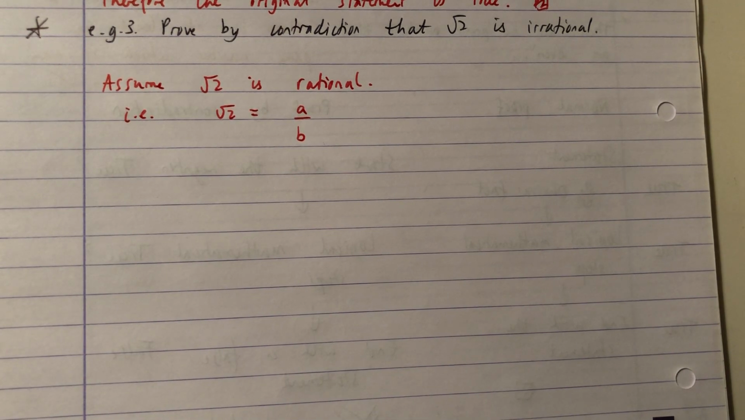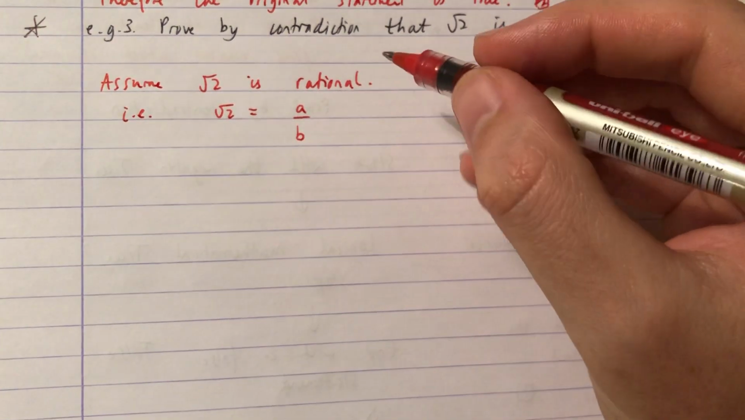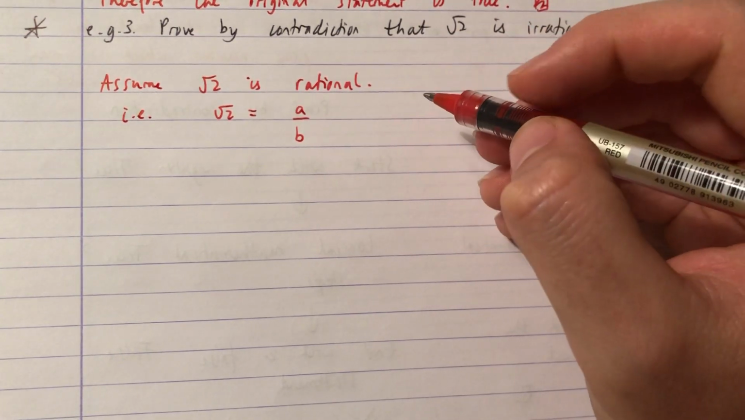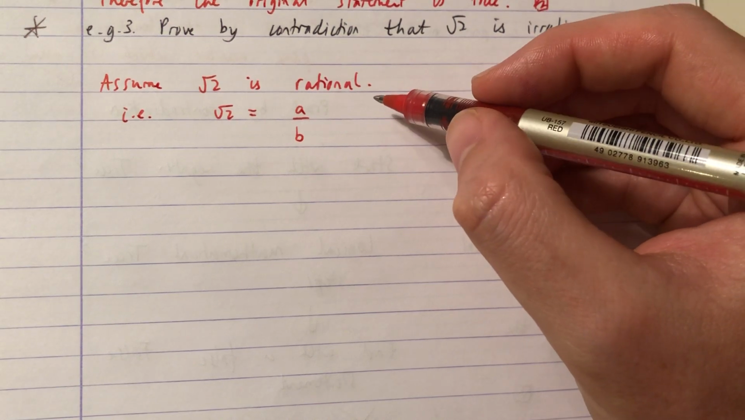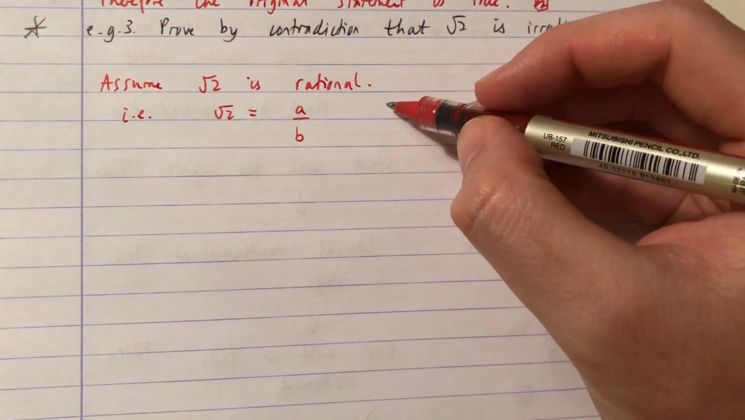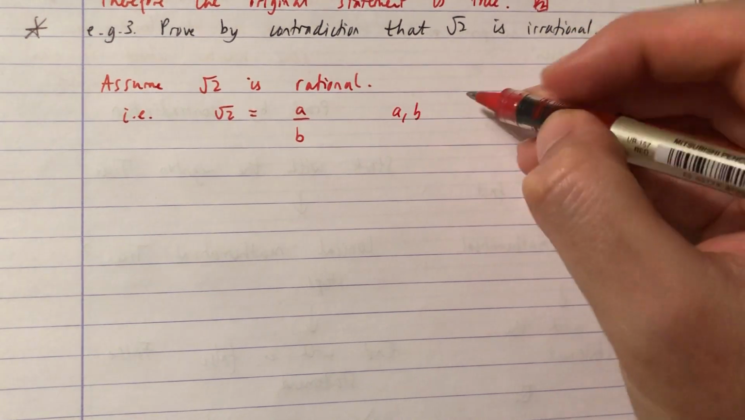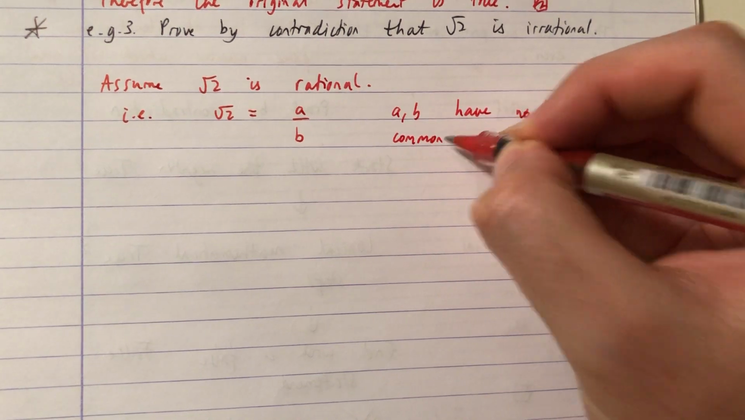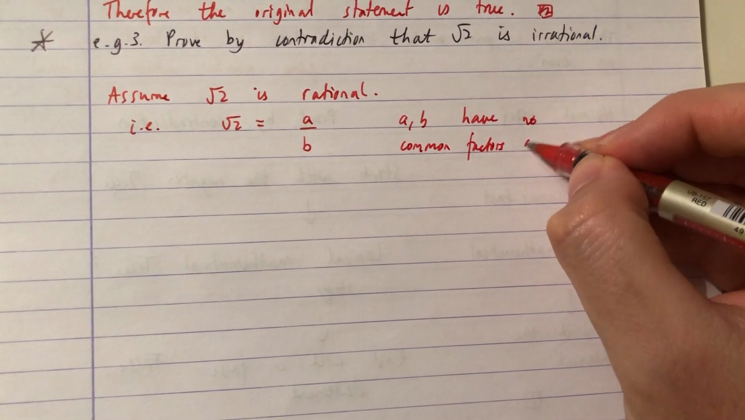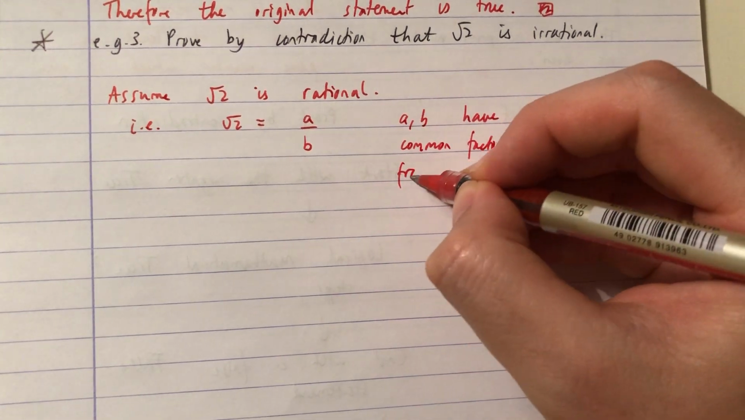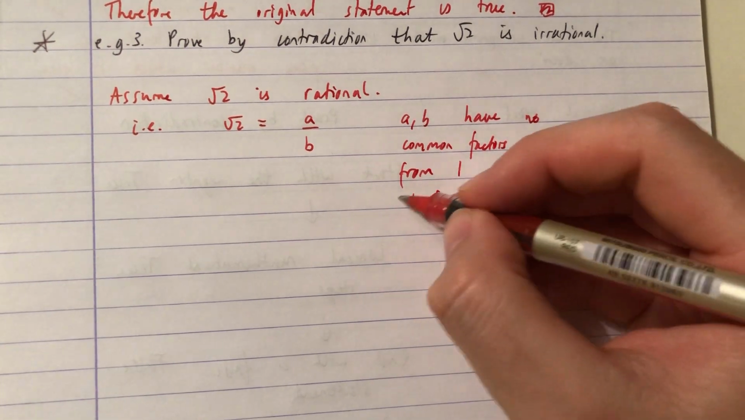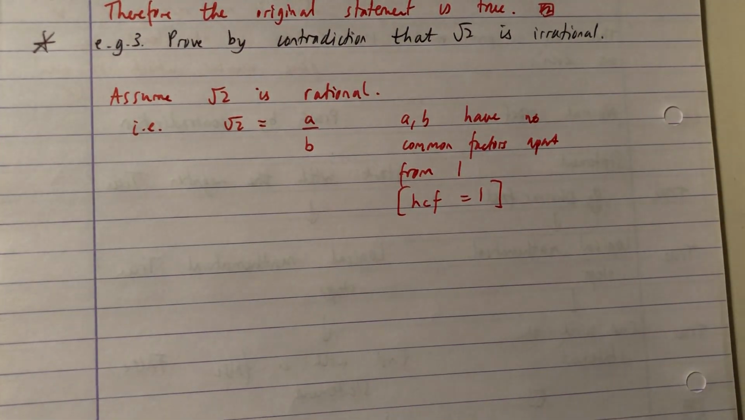Obviously fractions themselves can be simplified, so I want this to be the simplest fraction. So I want a and b to have no common factors. It's quite a key thing in this proof, the thing that you wouldn't necessarily write down if you hadn't seen it before. So let's say a and b have no common factors apart from 1. In other words, the highest common factor is equal to 1. That's all that means.